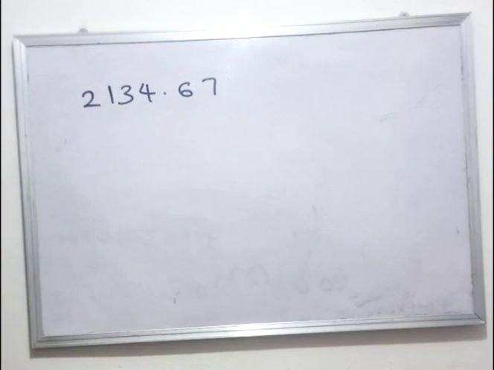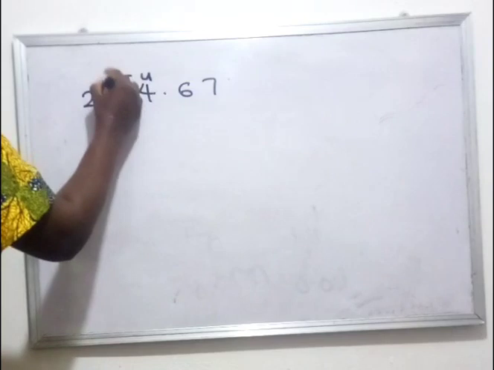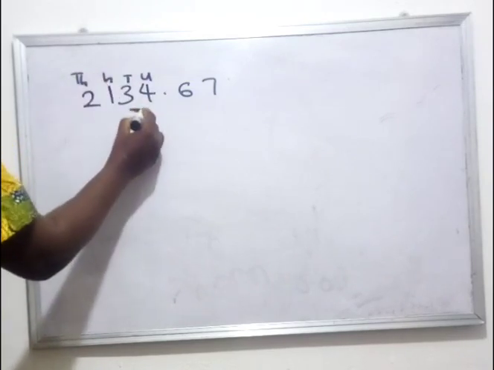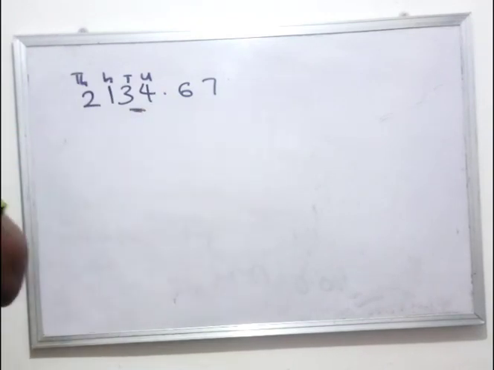What many people do is that after assigning place values, units, tens, hundred, thousand, they say, okay, since we're dealing with the nearest 10, which is this 3, they start to round up from here. If you do that, you arrive at something like this.